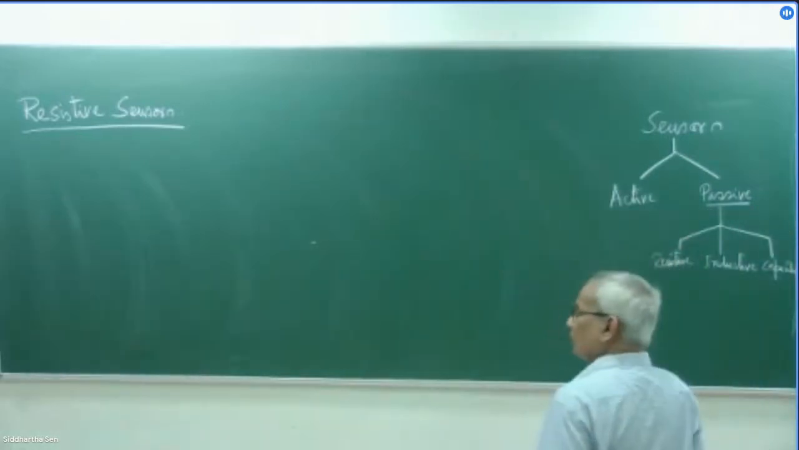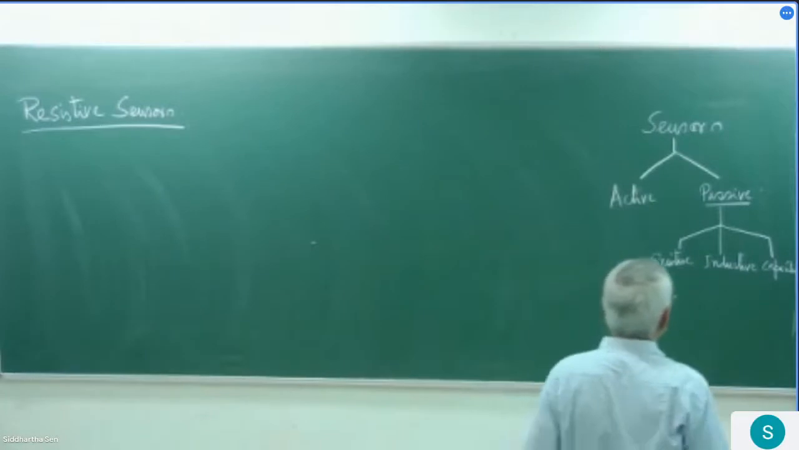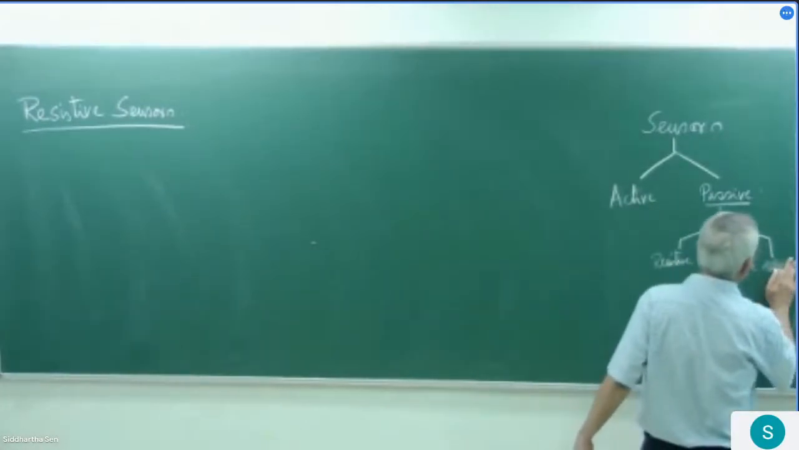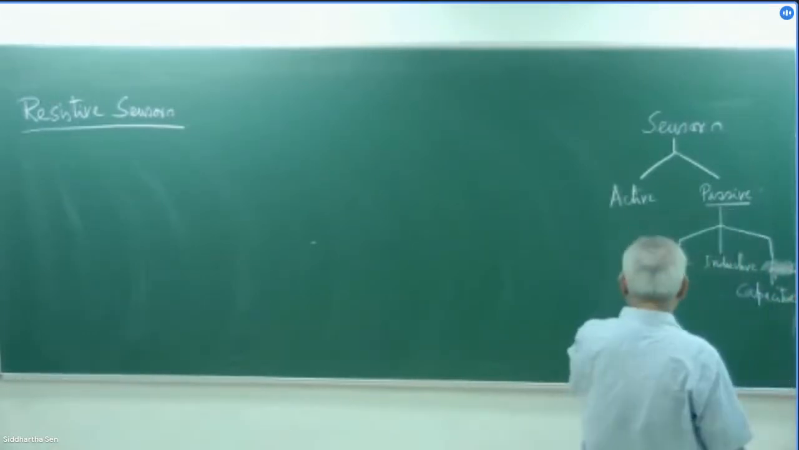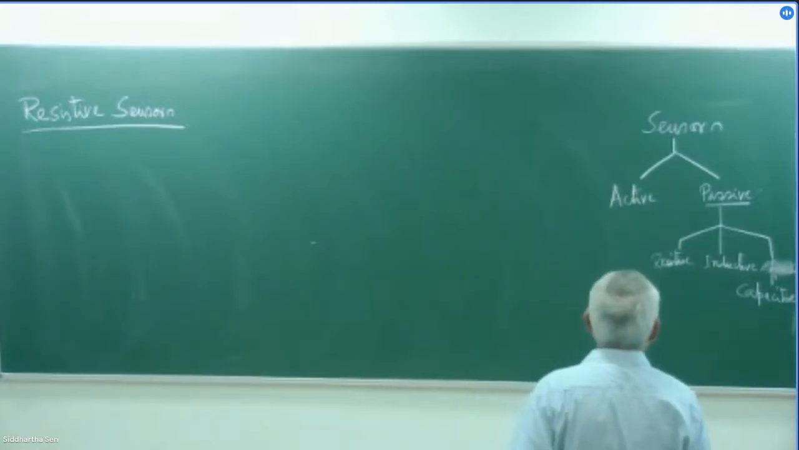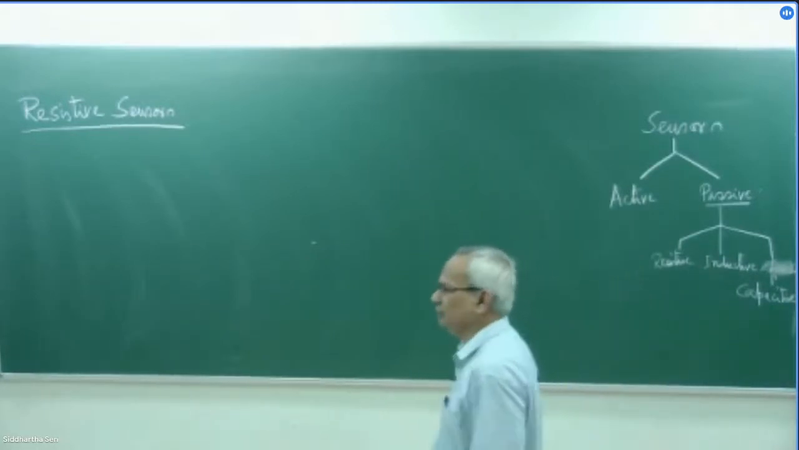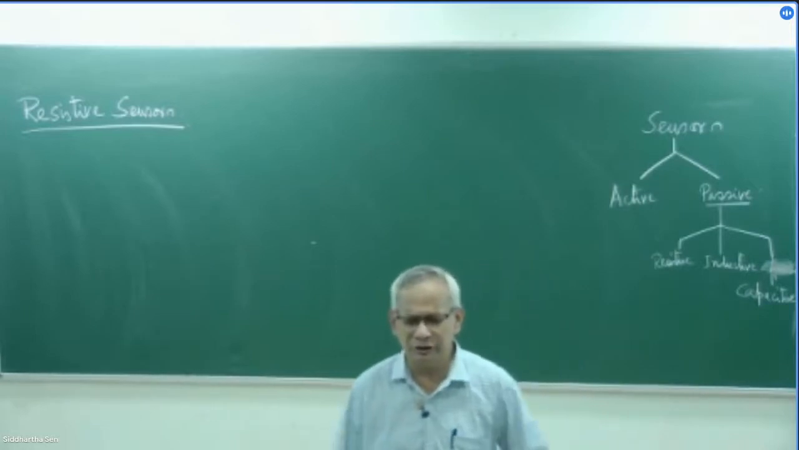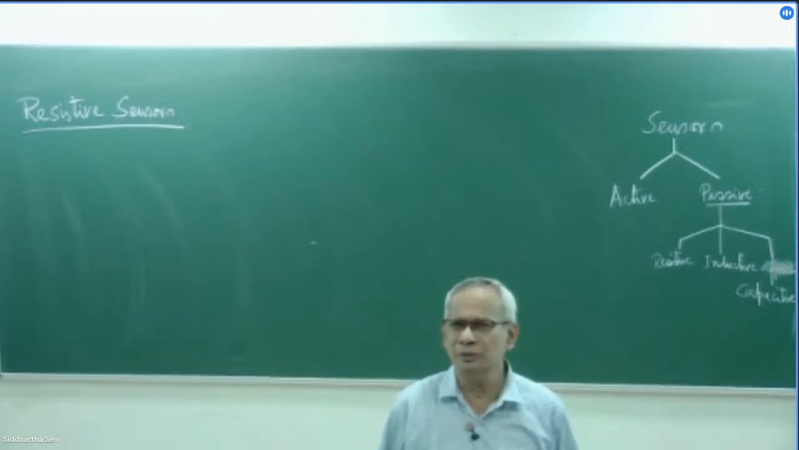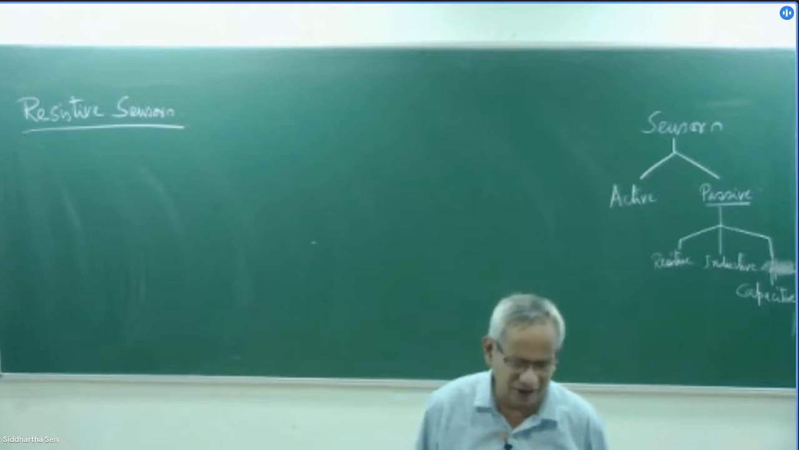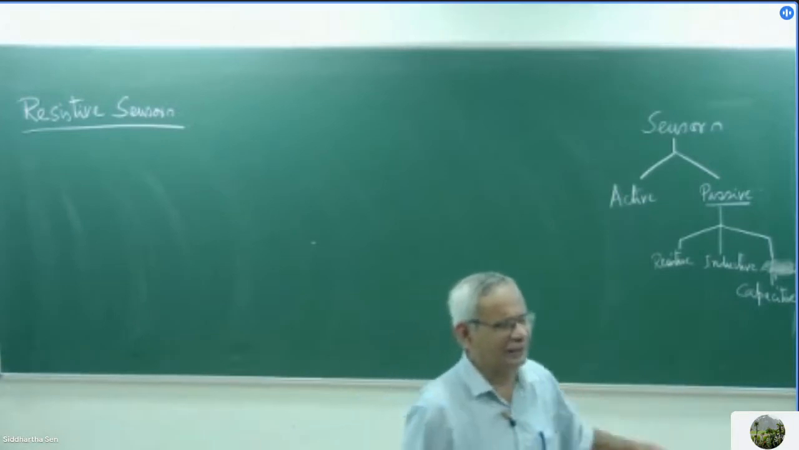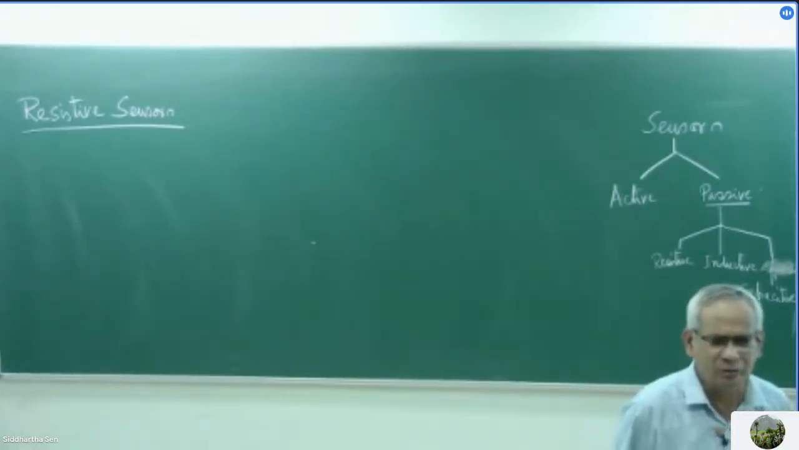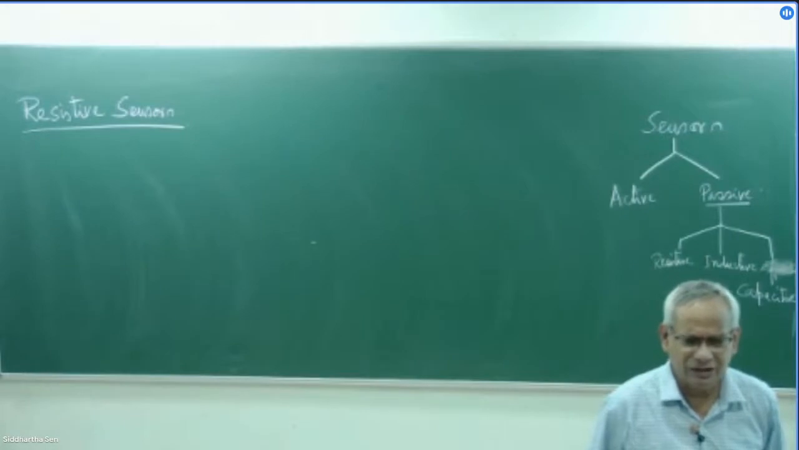So the advantage of this sort of classification is that the resistive sensor may be used for displacement measurement, may be used for temperature measurement, may be used for pressure measurement or many other things. But their signal conditioning circuits are almost similar. So that's the advantage of it.